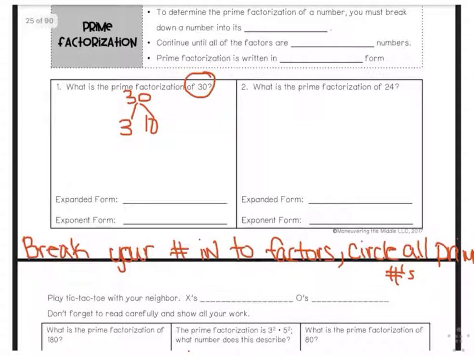3 would be a prime number because I can't break down 3 any further, so I'm going to circle it. 10 is what we call a composite number. It still has factors other than itself and 1. So what factors give me 10? Well, I have 2 and 5. Can I break down 2 anymore? No, it's prime. Can I break down 5? No, it's prime. So the expanded form would be 2 times 3 times 5.